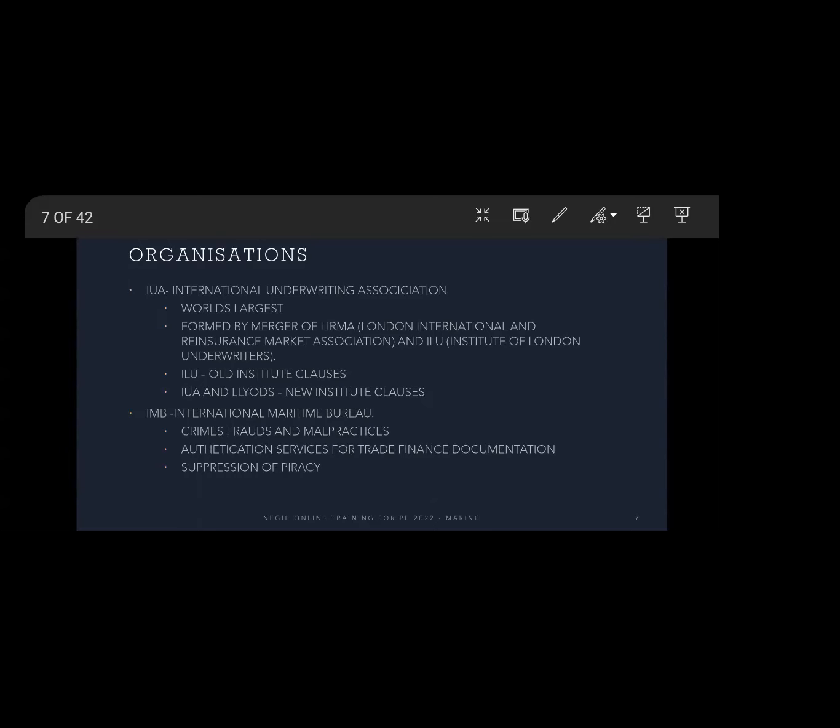Then there is the International Maritime Bureau. It deals with the crimes, frauds and malpractices related to marine insurance. Other than that, they also provide authentication services for trade finance documentation, and they take activities to ensure suppression of piracy.